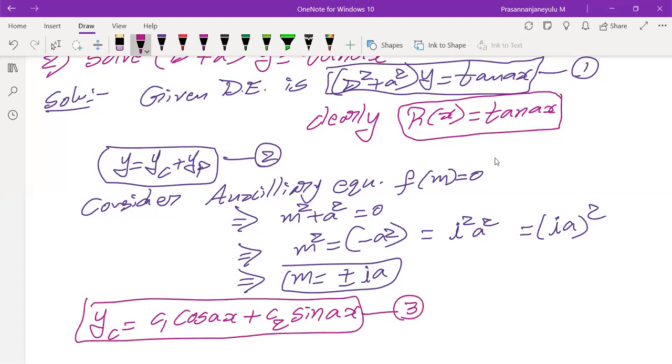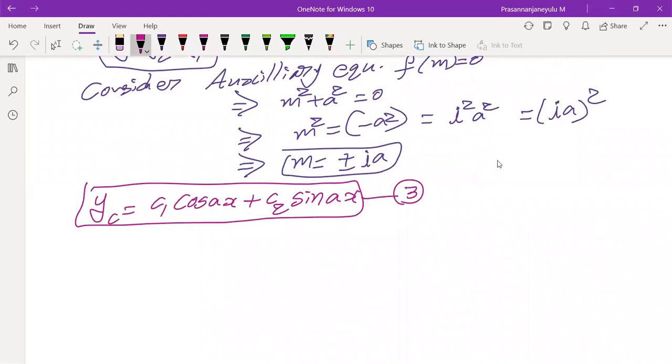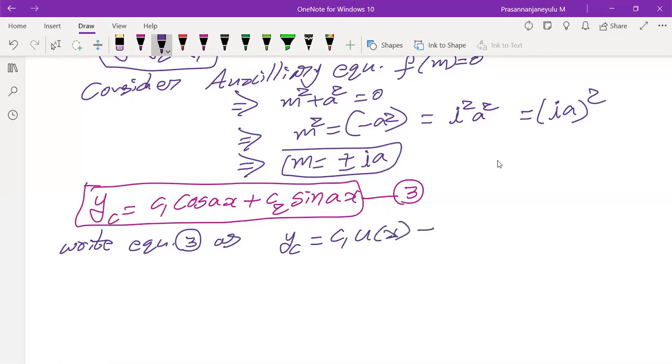Okay, but how to write it? How to write it as c1 into u of x plus c2 into v of x. So take, or write, equation 3 as yc is equal to c1 into u of x plus c2 into v of x.